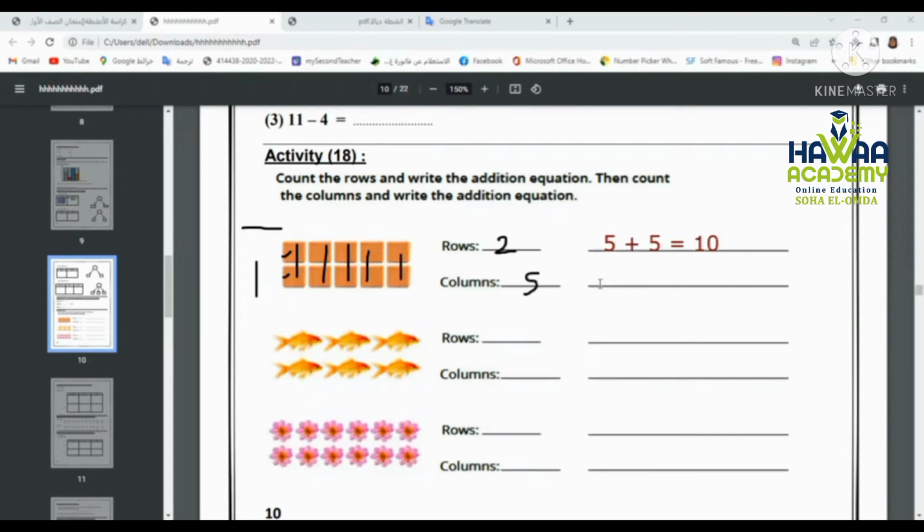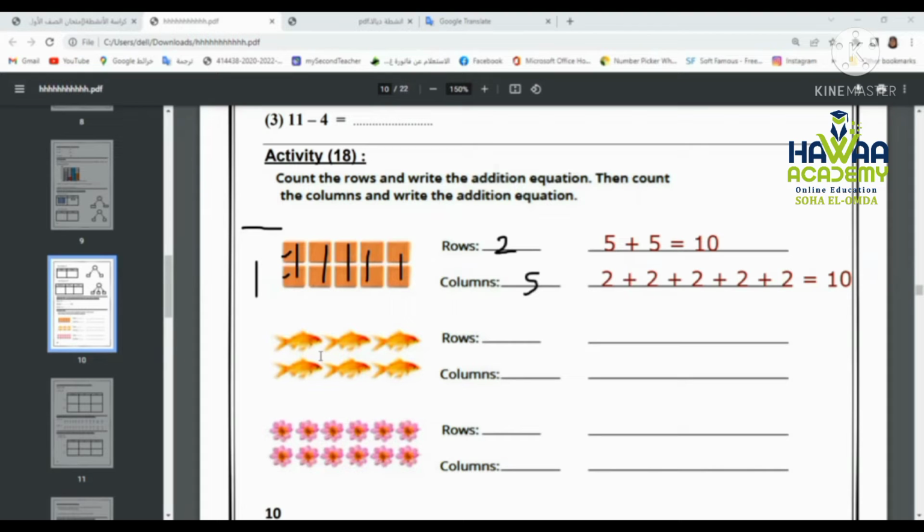Here I have 5 columns. Each column has 2 in it, or 2 blocks. So it's 2 plus 2 plus 2 plus 2 and the last 2, here we go. So 2, 4, 6, 8, 10. So they are the same, obviously the same.